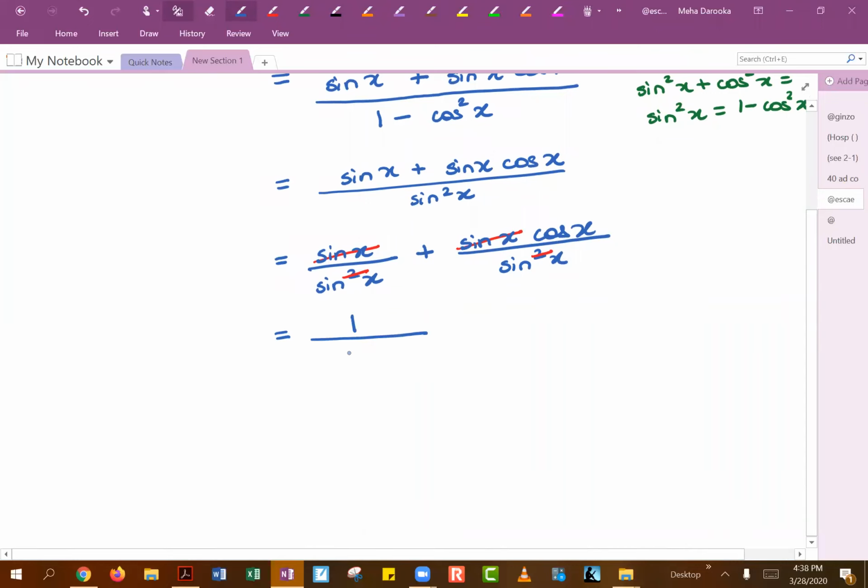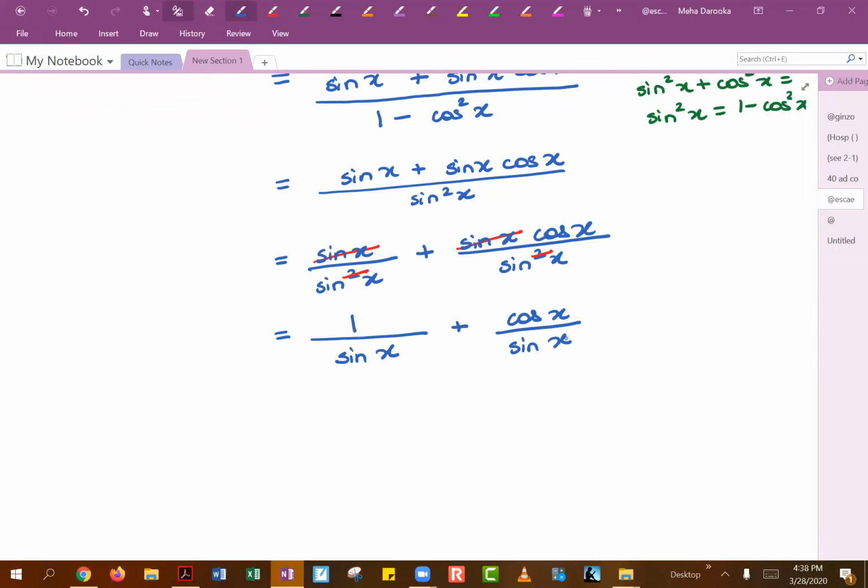And out of the sine squared, only one canceled out, which means one sine of x is still remaining. On my second fraction, the sine of x canceled out, but we still have that cosine of x left behind. So cosine of x, and then again, in the denominator sine squared, one of the sine cancels out, one sine of x is still left behind, okay?